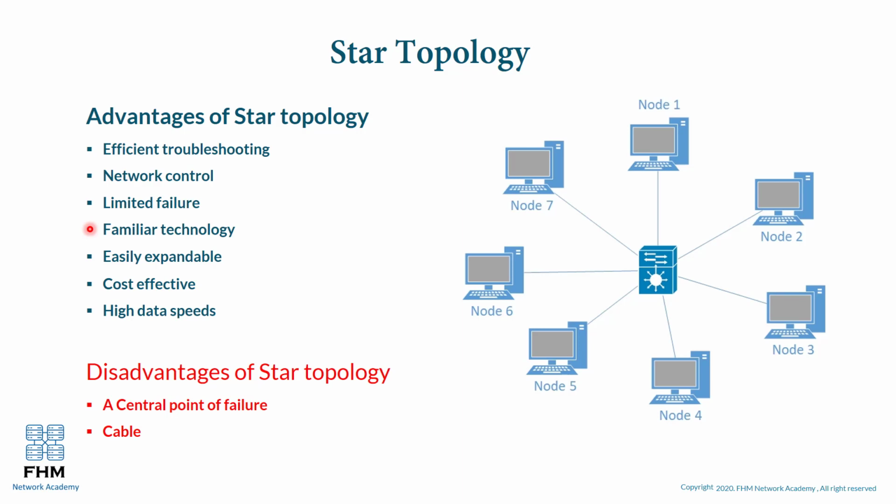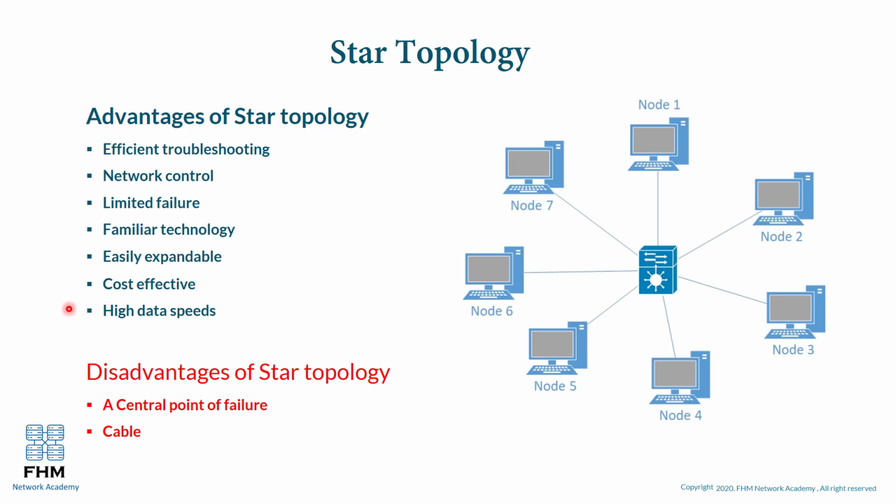Star topologies are easily expandable, as new stations can be added to the open ports on the hub or the switch. Star topology networks are cost effective as they use inexpensive twisted pair cables. High data speed is another advantage of star topology. It supports a bandwidth of approximately 100 megabit or, these days, 1 gigabit or 10 gigabit per second. We could have a 100 megabit per second to 10 gigabit per second network which follows the star topology rules.